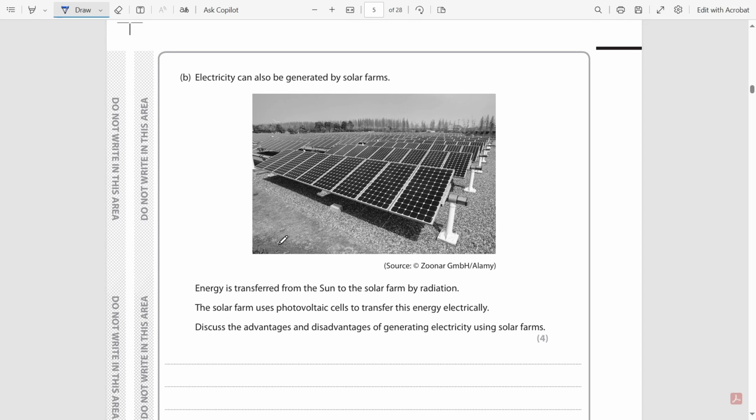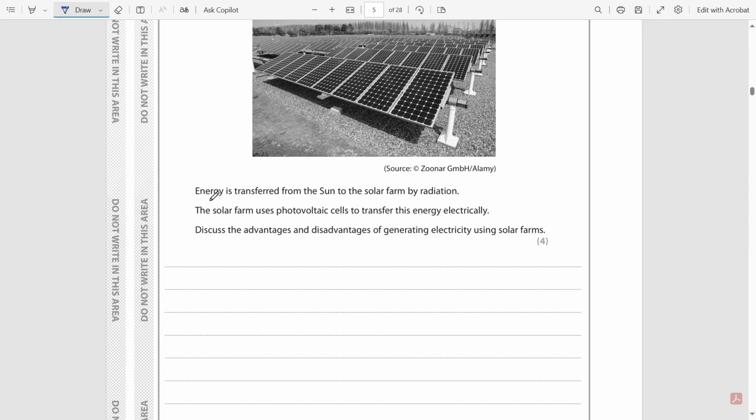Okay. Electricity can be generated by solar farms. Energy is transferred from the sun to the solar farm by radiation. The solar farm uses, wow, photovoltaic cells. I've never heard of that before. That's cool. To transfer this energy electrically. Discuss the advantages and disadvantages of generating electricity using solar farms. Okay, guys, there's many things. Let's start with the advantages. I think it wants us to give 2 advantages.